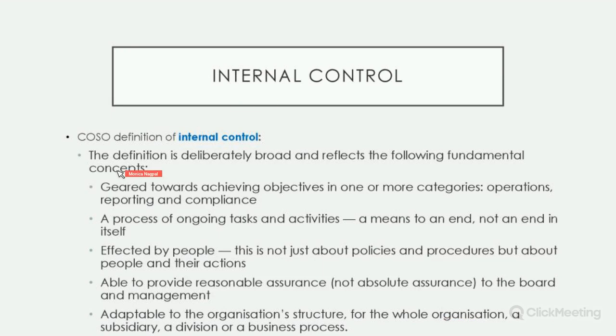Internal controls, there are quite a few definitions of internal controls. One organization called COSO defines internal control as, the definition here is deliberately broad and reflects the following fundamental concepts. So this is what COSO talks about internal control, that the definition is broad and reflects the following fundamental concepts. It is geared towards achieving objectives in one or more categories. That means it's geared towards the operations of the business, reporting and compliance with the laws.